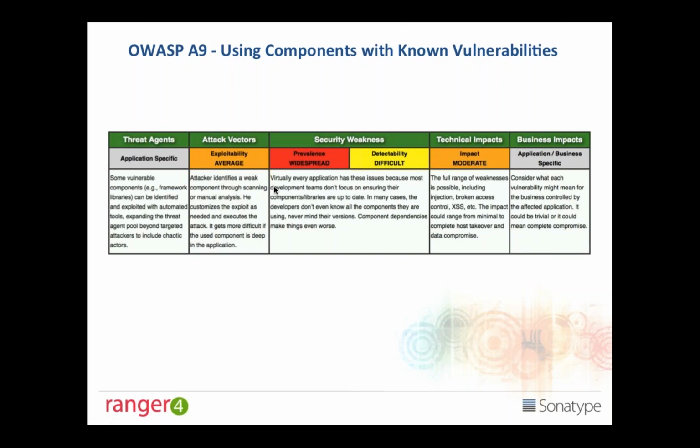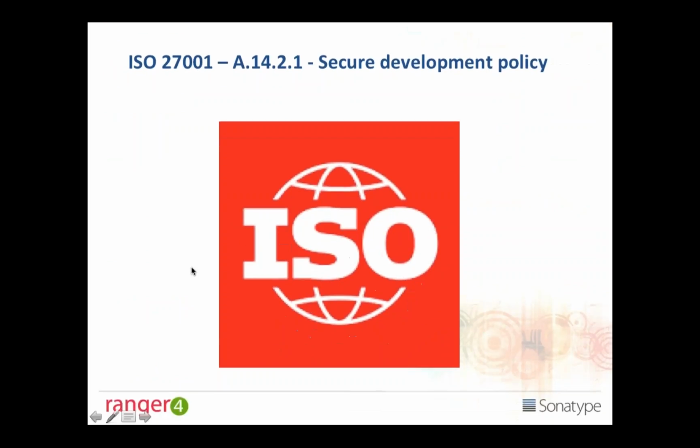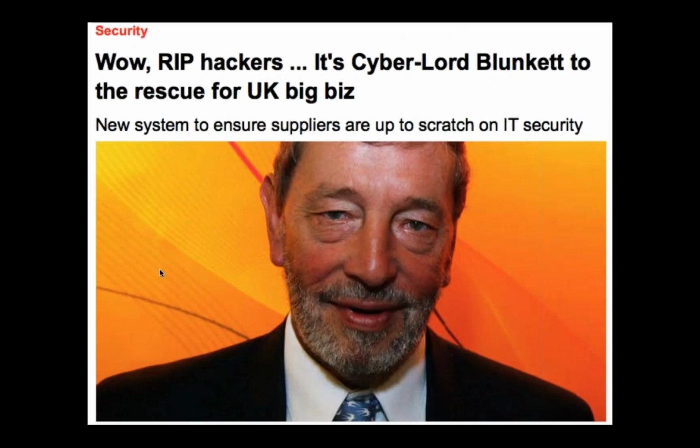And we're starting to see people such as OWASP actually point out, this is OWASP A9 in their top 10 of vulnerabilities, that look at components, look at binary libraries, look at open source, and just don't use it when it's got known vulnerabilities. We see people such as ISO, actually the 2015 version of ISO 27001, A14.2.1 calls out for secure development policies. And we saw this yesterday.